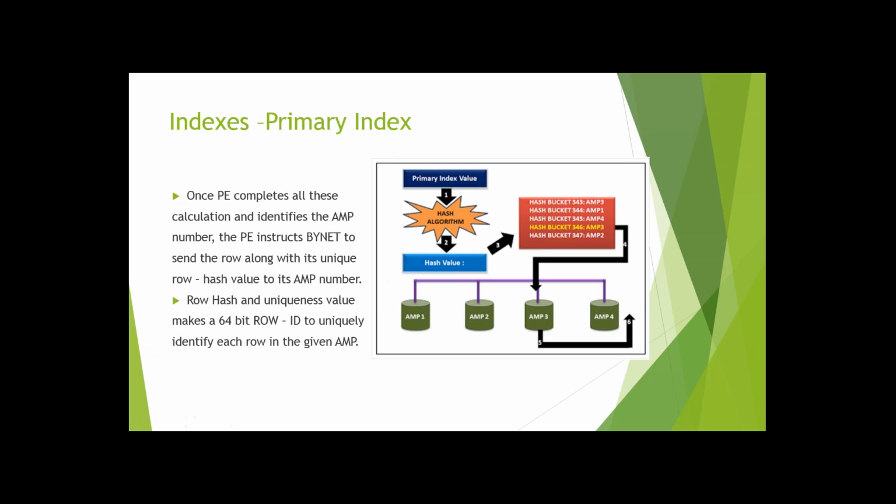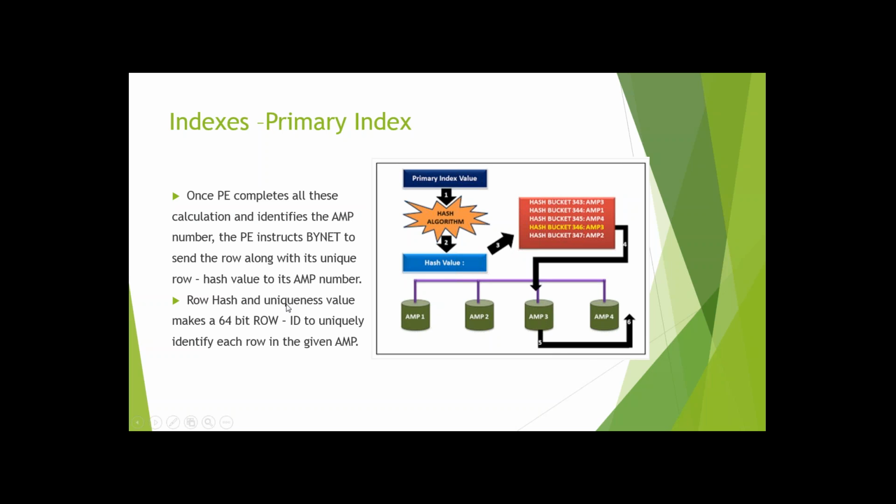So this is a visual explanation. So primary index value. In our case, it's employee number 3. It goes through the hash algorithm. We get a hash value. It goes and looks at the map. Okay, the hash bucket is 346, which is AMP3. It will go insert the data into the AMP3, and then the insert script is successfully completed.